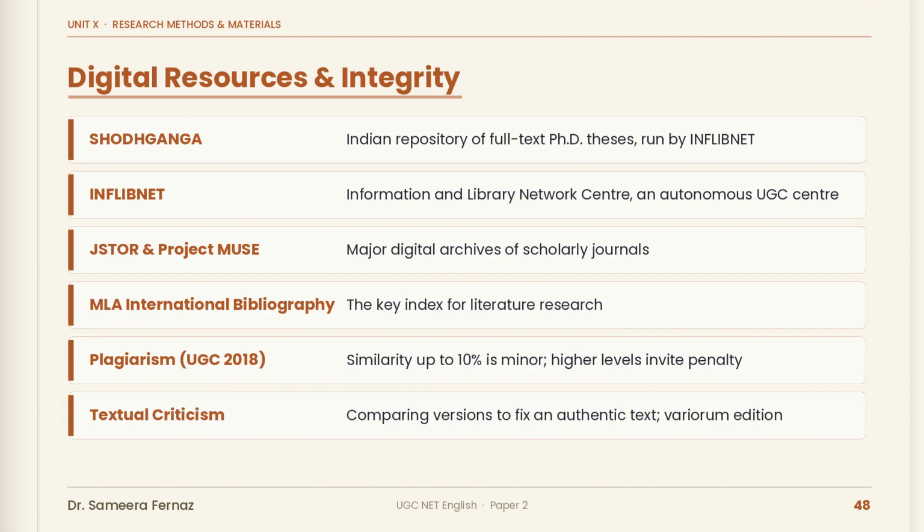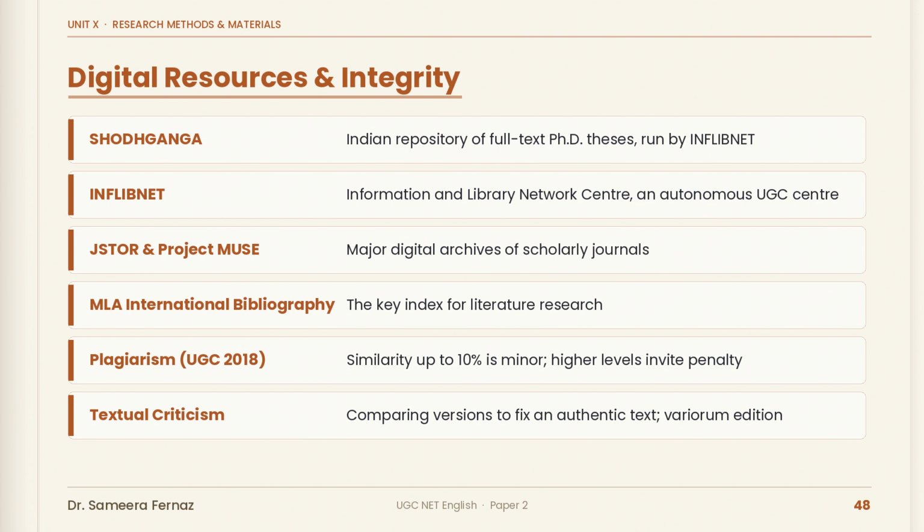Shodhganga is the Indian repository of full-text PhD theses run by INFLIBNET. INFLIBNET is the Information and Library Network, an Autonomous Centre of the UGC. JSTOR is a major digital archive of scholarly journals. The MLA International Bibliography is the key index for literature research.